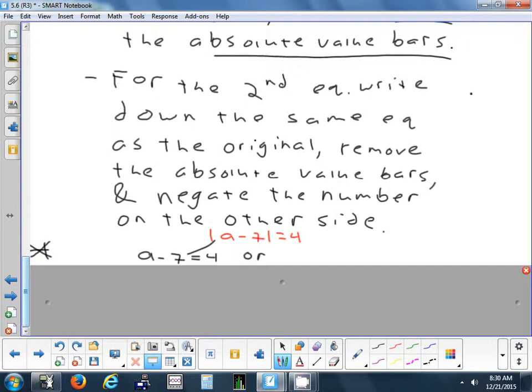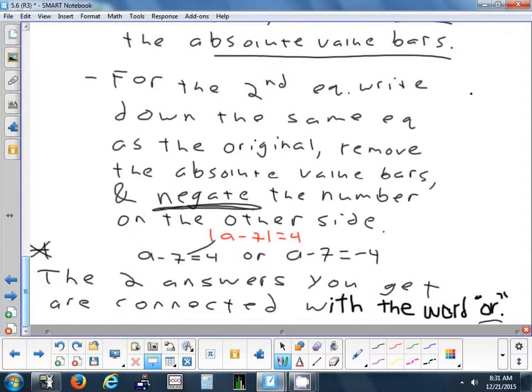For the second equation, write down the same one as the original, take away the bars again. So I'm going to write the same thing again, except that means change the sign of the number on the other side. So this time it's going to be a minus 7 equals, what number would I put right here? Justin? I'm going to change the sign of the number that was right here. So it was positive before, so now it's going to be negative 4. Yeah. And these would be the 2 problems we'd now solve. That's going to give you one answer. That's going to give you a second answer.